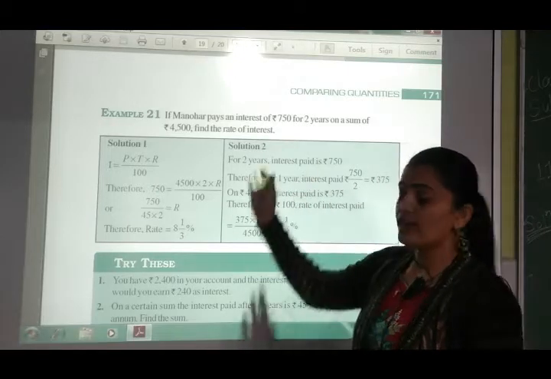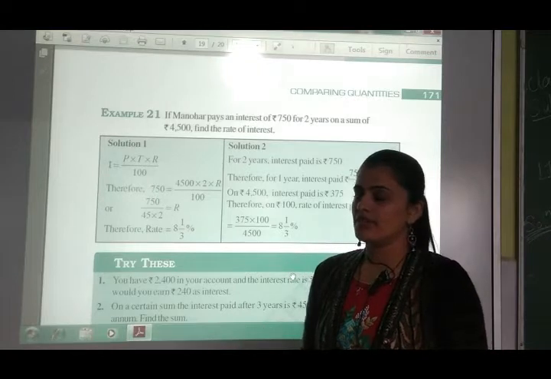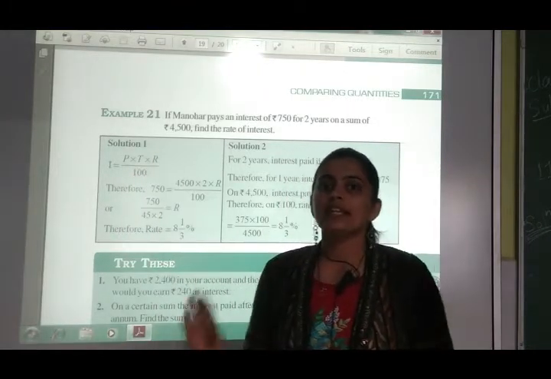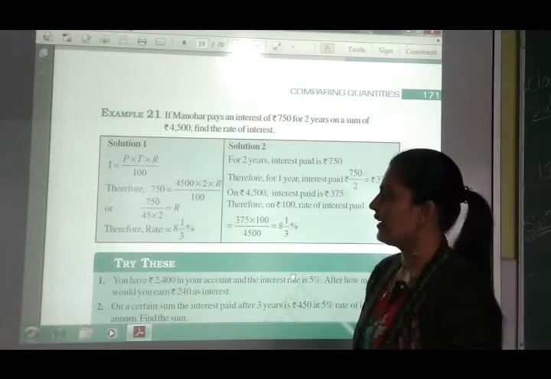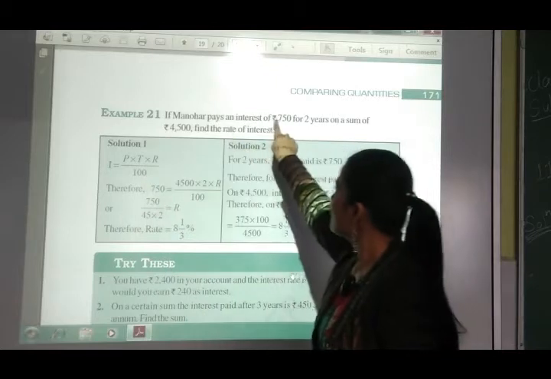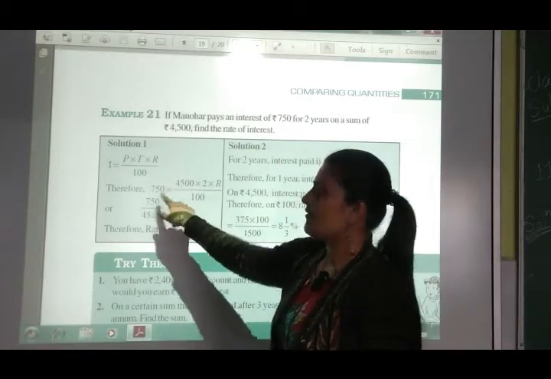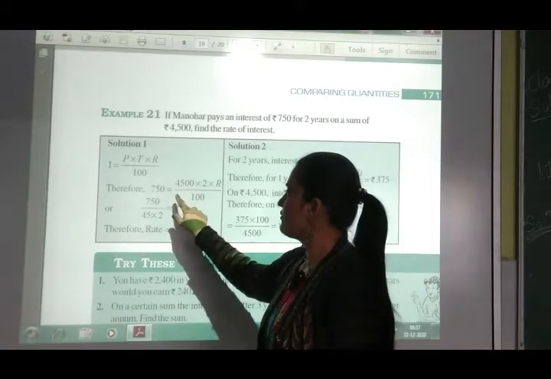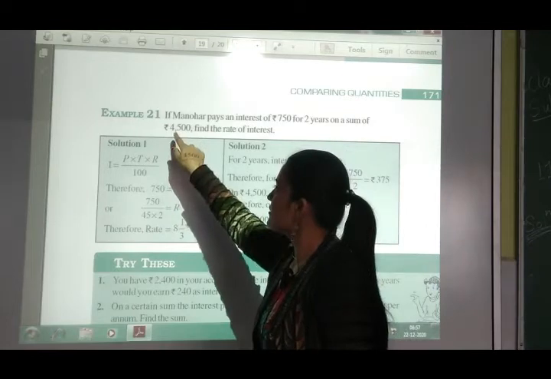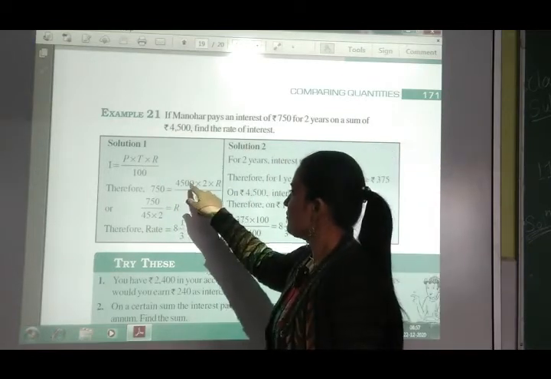So what have we learned? The formula for simple interest is simple interest equal to P multiplied by T multiplied by R upon 100. Now what is given, we will put in this formula. I is given as 750, so write 750 instead of I. After that, the equals sign. Now P is given here, the sum of rupees 4,500 is our P. So 4,500.